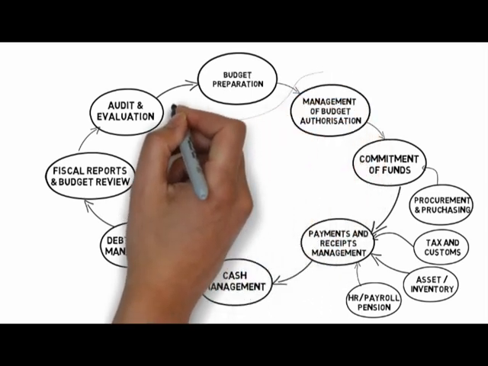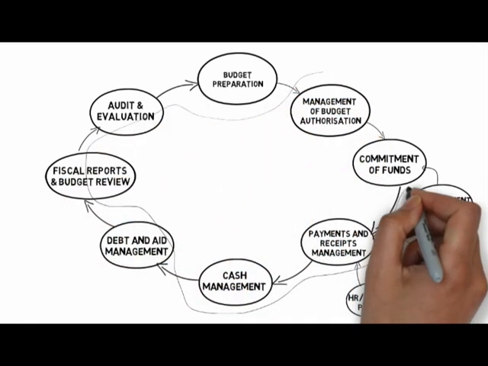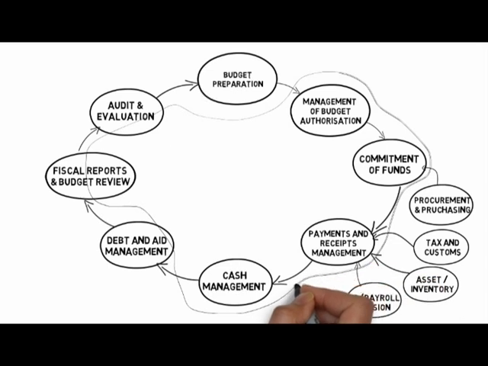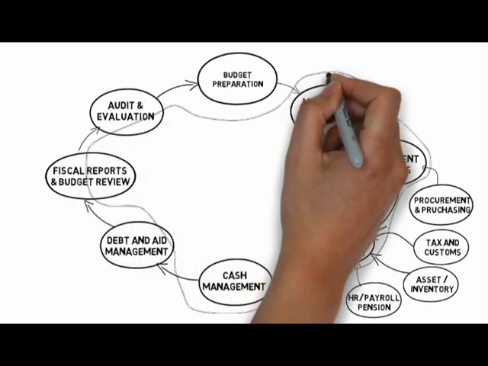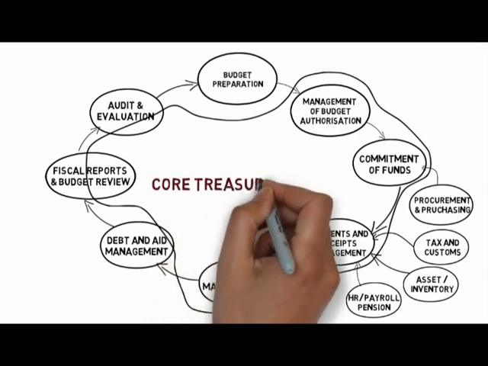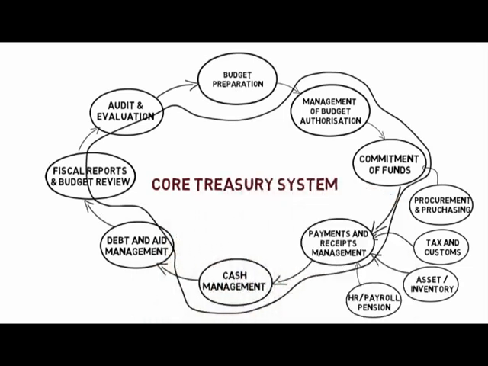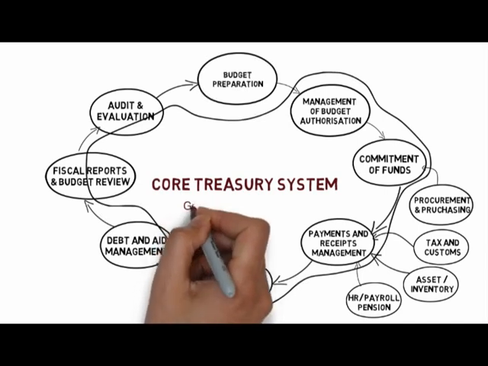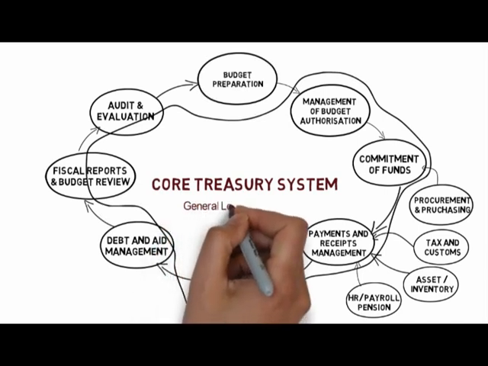GFMIS usually has a core treasury system with the general ledger as the heart. It covers all financial events from management of budget authorization to cash management. The budget preparation is often performed by a separate module, and the approved budget is loaded in the general ledger.